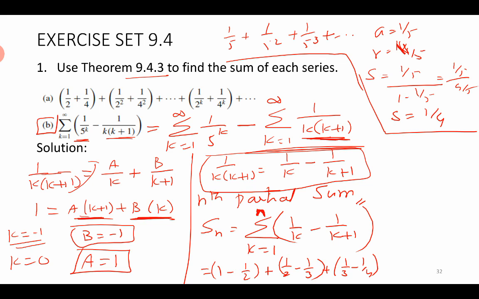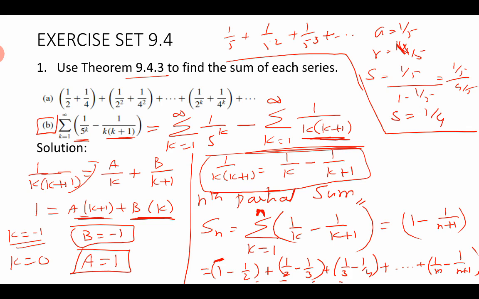You see, the second term cancels with the third term, the fourth term cancels with the fifth term. In this way it goes on. So the last term will be 1 over n minus 1 over n plus 1. So everything from the second term onward cancels. The first and last term will remain. So Sn will be 1 minus, the first element 1, the last element 1 over n plus 1.